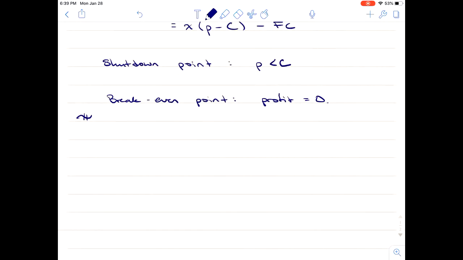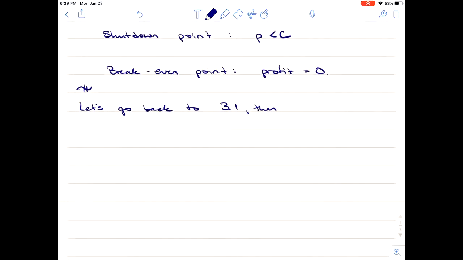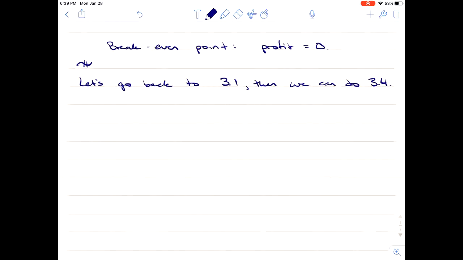So let's go back to 3.1, then we can do 3.4. Just so you know what's going on, I used to really not like when profs did that, when they jumped around in sections. Like, oh, well, obviously it's over here and over here. What? So I'm giving you fair warning.